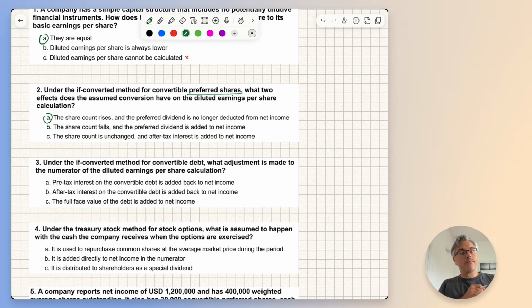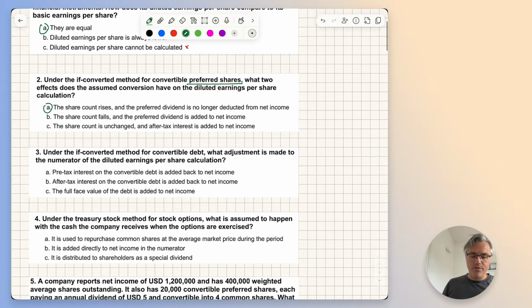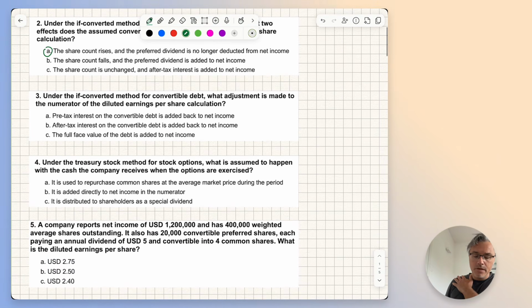That is precisely what happens, and we're obviously going to apply that in numerical questions in just a moment. The others are wrong, even if you read just the first part. The share count falls, no, it doesn't fall, and the share count is unchanged, no, it's not unchanged. It rises due to the assumption of new ordinary shares being created. Once again, the if-converted method being tested in the next one.